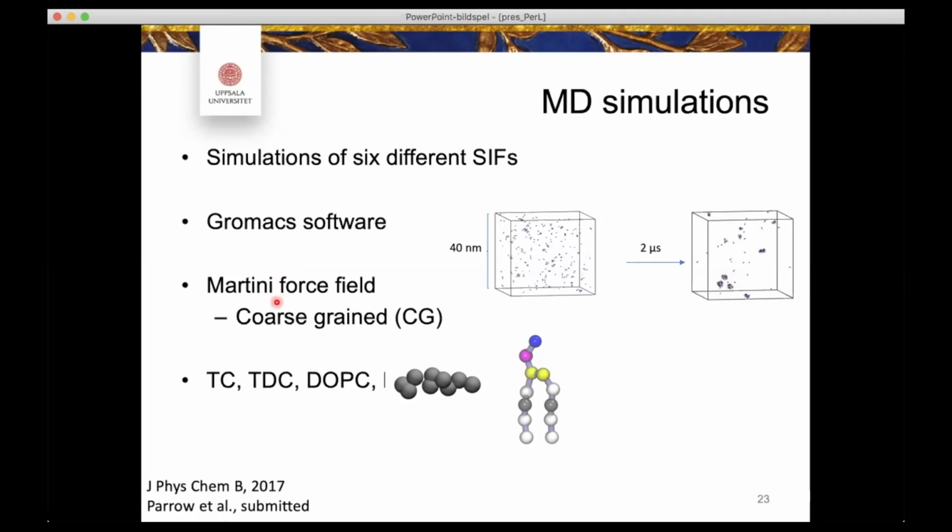which essentially means that instead of having all atoms explicitly represented in the system, we lump a certain number of heavy atoms together into larger coarse-grained beads. This is an example of what a lipid molecule, in this case DOPC, looks like in the Martini force field. Instead of having a long carbon chain with 16 or 18 individual carbon atoms, we now have 4 coarse-grained beads. The effect is that we need to calculate fewer interactions per time step in the simulations, which means that the simulations progress faster.